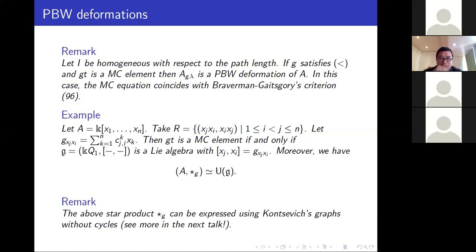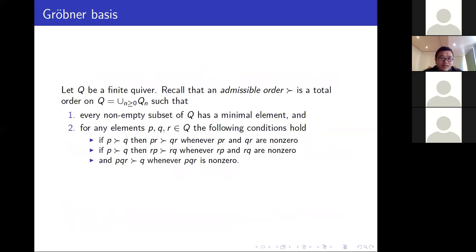So now for this PBW deformation, somehow we have some order. We give an order for the paths, and this order is just given by the path length. But more generally, we can give a more general order. This is called an admissible order. By definition, it is a total order on the paths satisfying the following conditions. Every non-empty subset of Q should have a minimal element, and this admissible order should be compatible with the multiplication. So if P is bigger than Q, then PR should be bigger than QR. And similarly, if P is bigger than Q, then RP should be bigger than RQ. And also here, this looks like the path length degree.